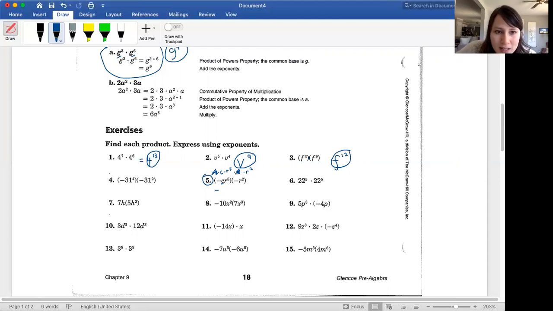we can look at that as a -1 being brought out. And so we're going to multiply that and it's going to become positive. So now I'm just left with C by itself. And so C is not multiplying anything. And then I have R to the 5th power and R to the 2nd power. So this becomes R to the 7th power. So I have C times R to the 7th power.